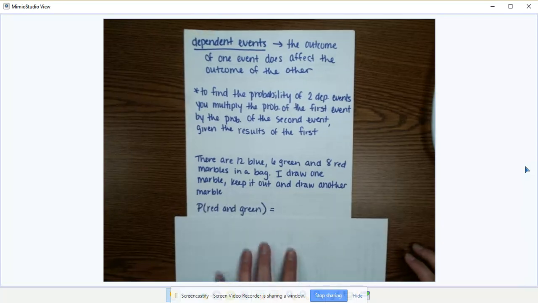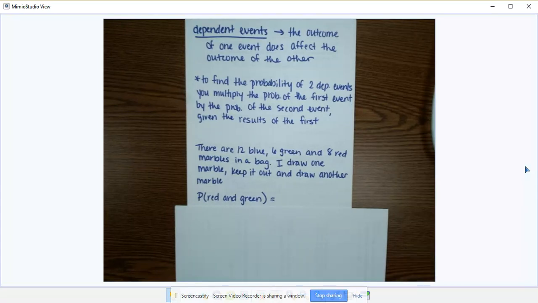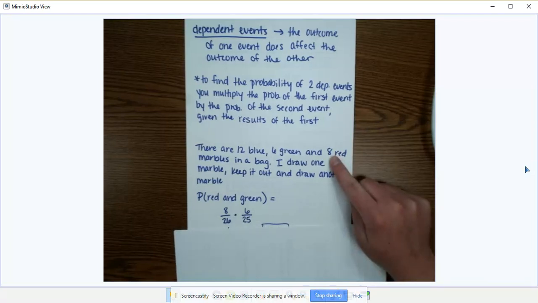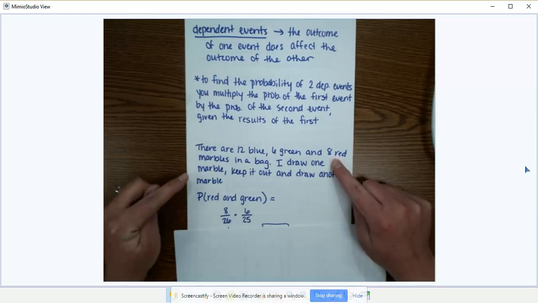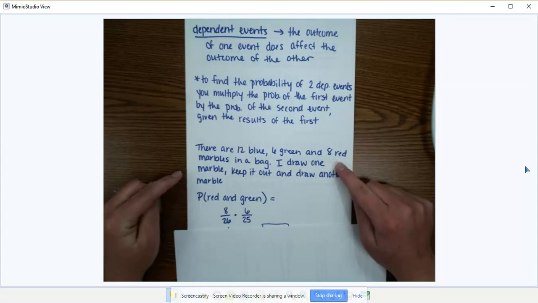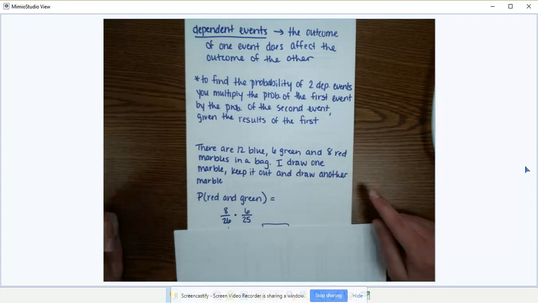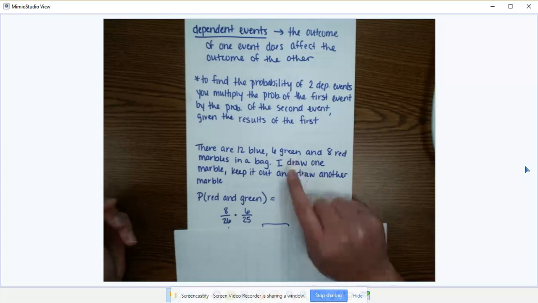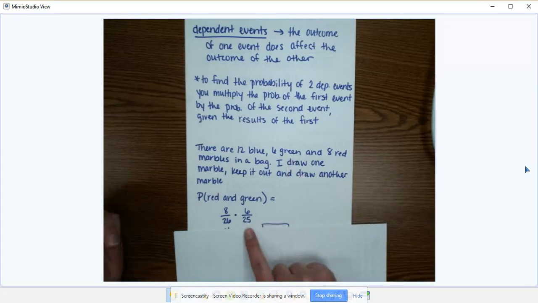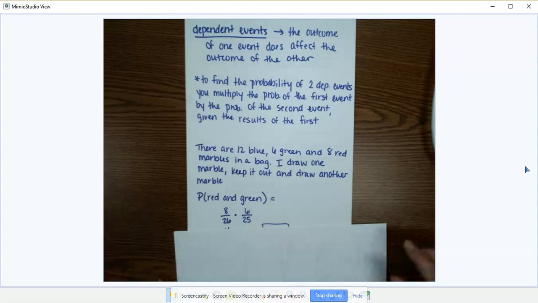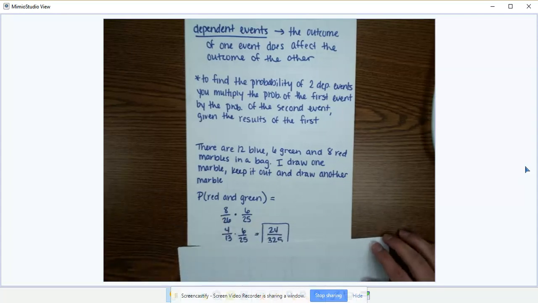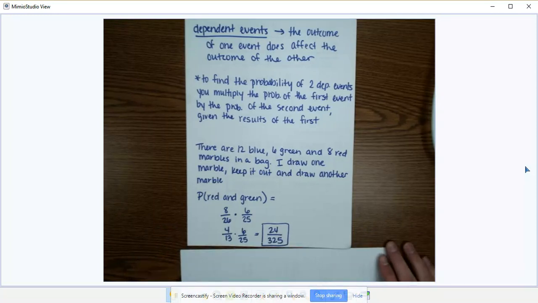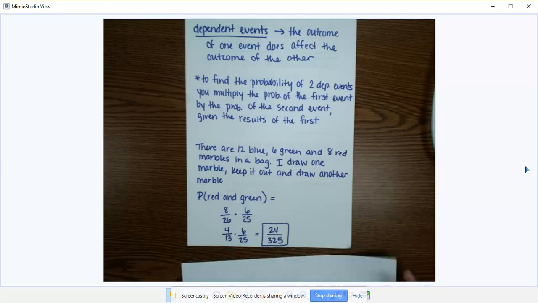Say we're wondering what's the probability of choosing a red marble, keeping it, and then choosing a green marble second. Well, we know there are 8 red marbles, and there's a total of 26 marbles to start with. Then the probability of choosing a green marble the second time: there's still 6 green marbles, but now our total becomes 25 because we've pocketed that first marble that we chose. You could simplify this to be 4/13, and then we can multiply across and get 24/325. You could change that into a decimal or a percentage, just like we talked about, or you can keep it as a fraction.